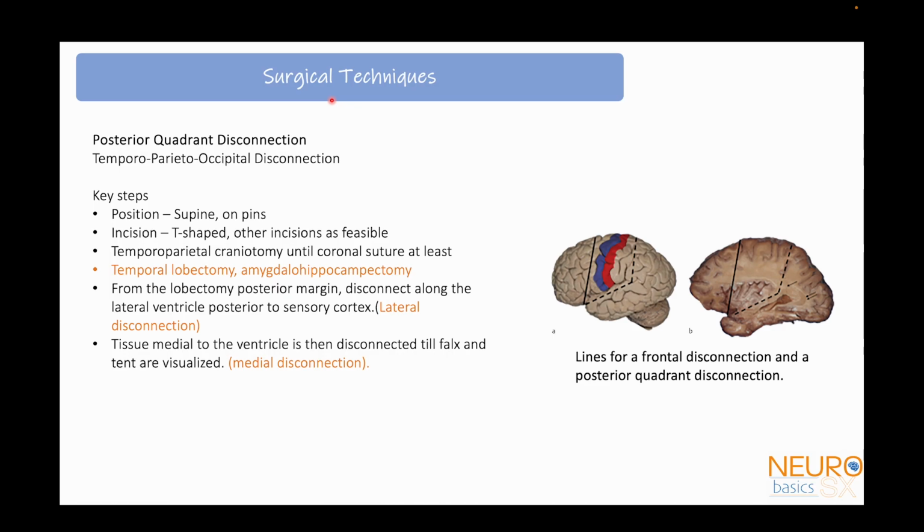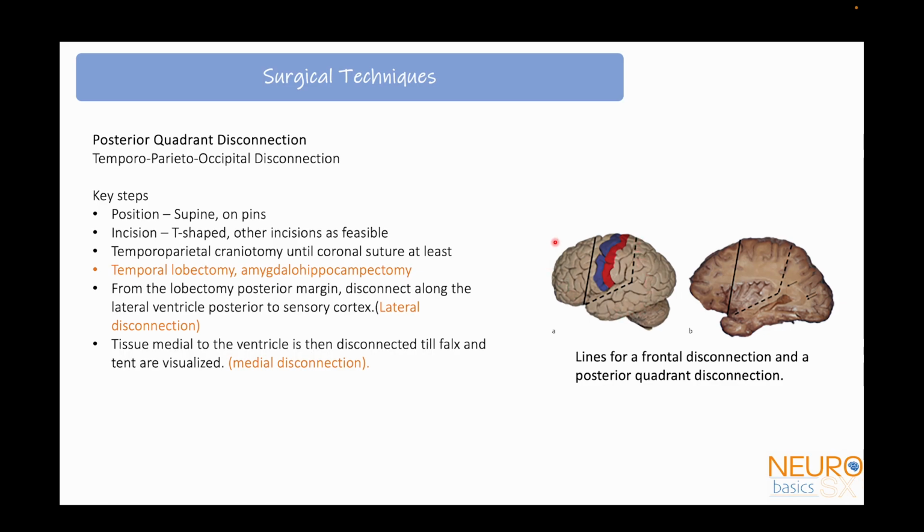Another commonly done disconnection I'd like to discuss is a posterior quadrant disconnection. This is usually done for lesions not involving the entire hemisphere, but basically involving a large segment of the hemisphere, but not the frontal lobe. Remember, the frontal lobe occupies a huge portion of the hemisphere. So disconnections can be done just for the frontal lobe also, and disconnections can be done for the rest of the hemisphere, and that's called a posterior quadrant disconnection. It's also known as a temporoparieto-occipital disconnection.